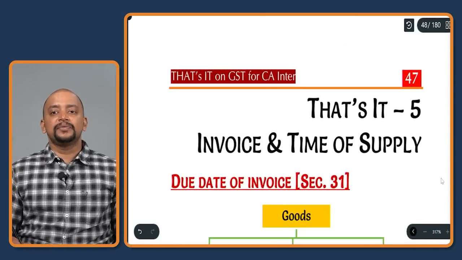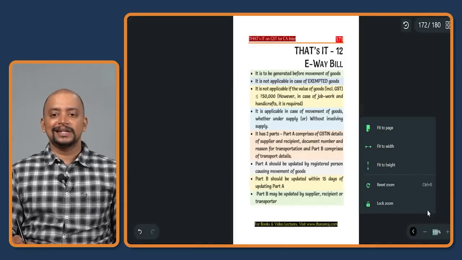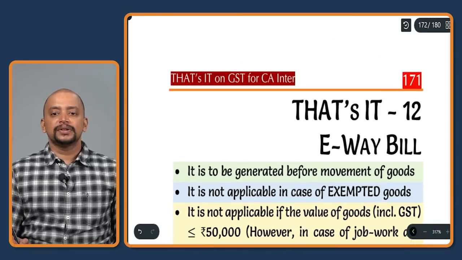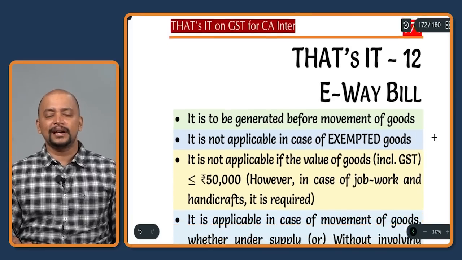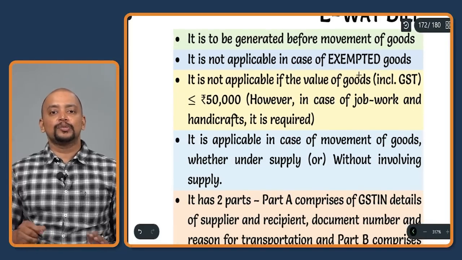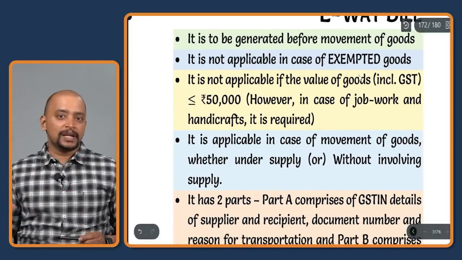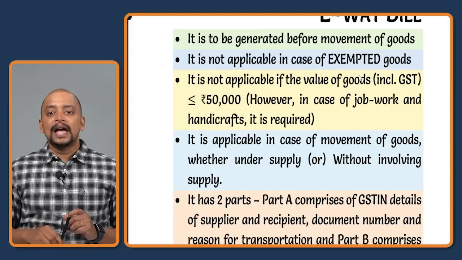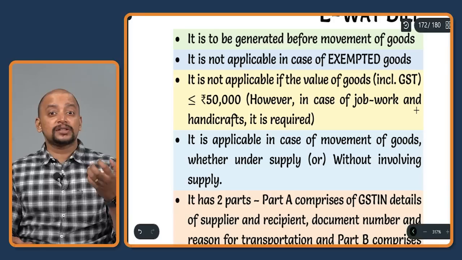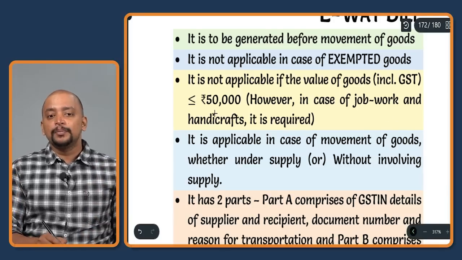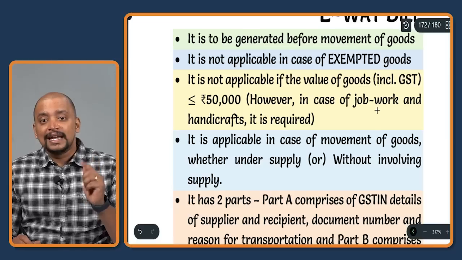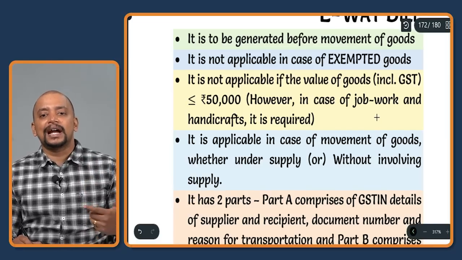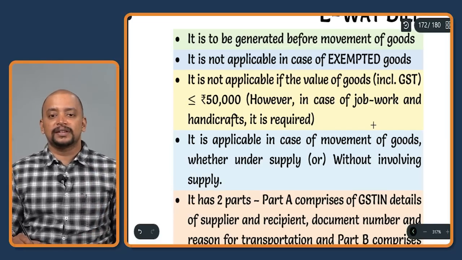So section 31, you can see that e-way bill here. E-way bill has to be generated before movement of goods, and e-way bill is not applicable in case of exempted goods. And suppose if the value of goods does not exceed 50,000, including GST, then e-way bill is not required. However, in case of goods sent on job work and handicrafts, e-way bill is always required.